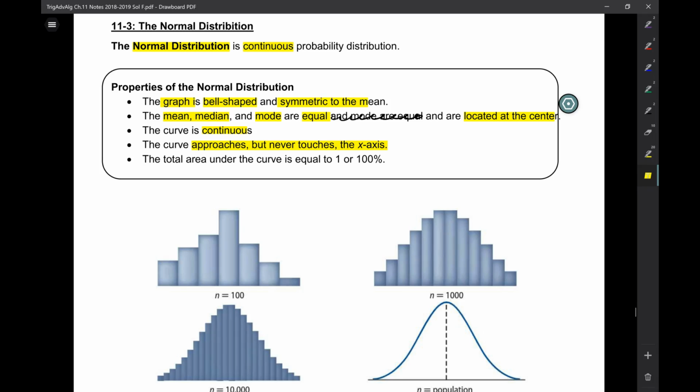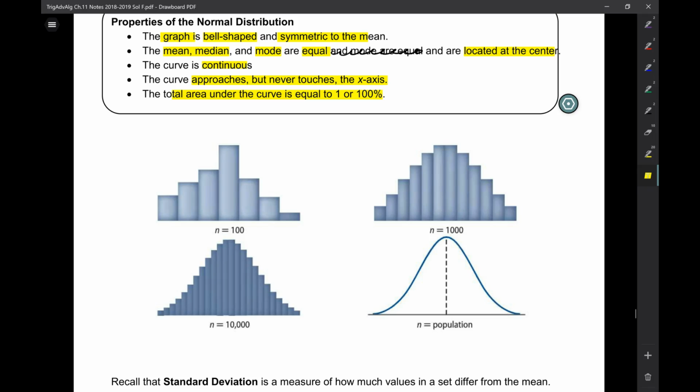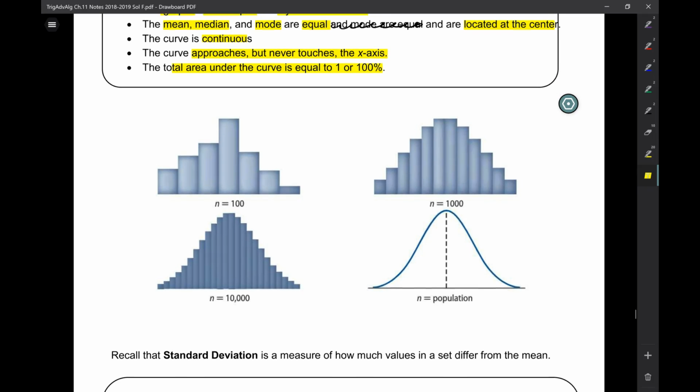And then the total area under the curve is equal to 1 or 100%. So basically the entire curve represents 100% of your population. Okay? So there are no outliers. All of them are included. It's not like you take out the lowest and highest. Right. Okay.